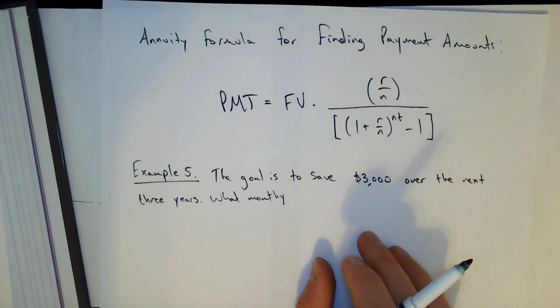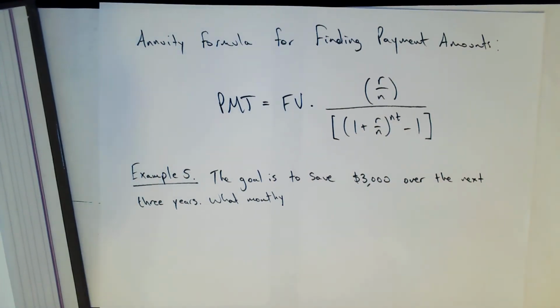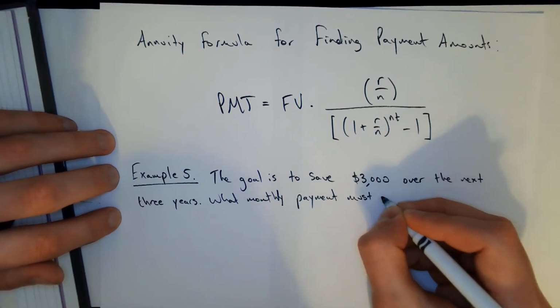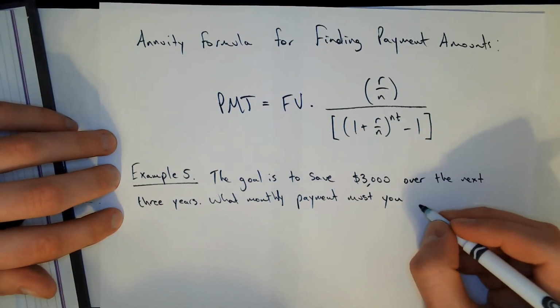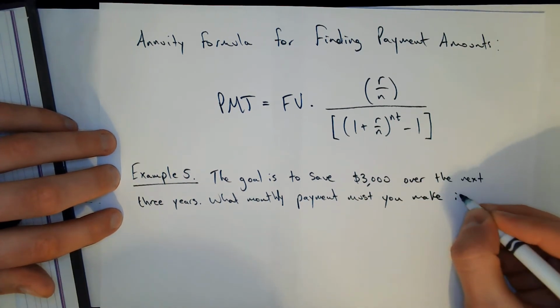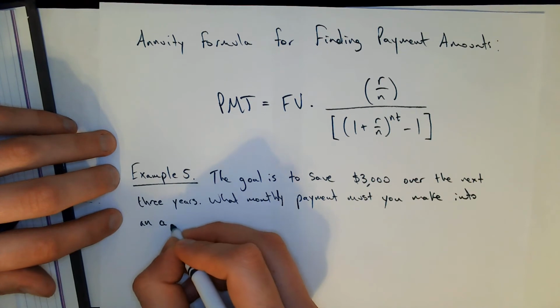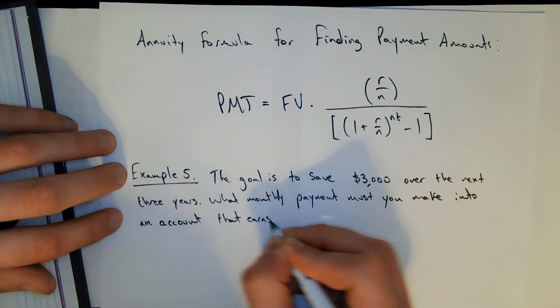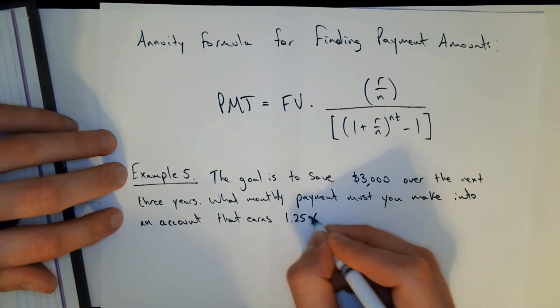Hang on. They phrased this problem very badly. They said, what amount of monthly payments must you make into an account that earns 1.25% interest in order to reach your goal? I'm going to say it this way instead. What monthly payment? Do you see why I think that's badly worded? I'll explain after I'm done writing. 1.25% interest.